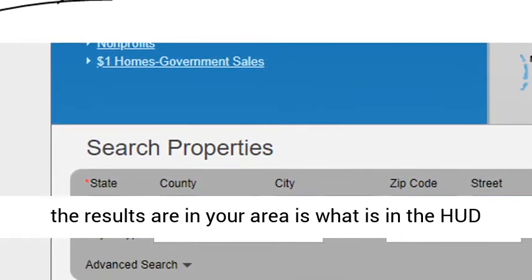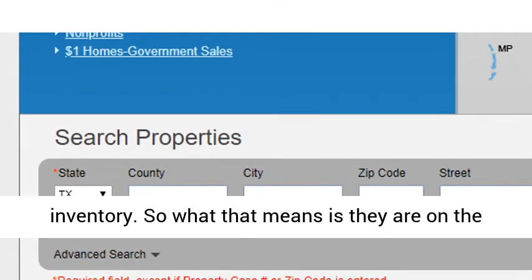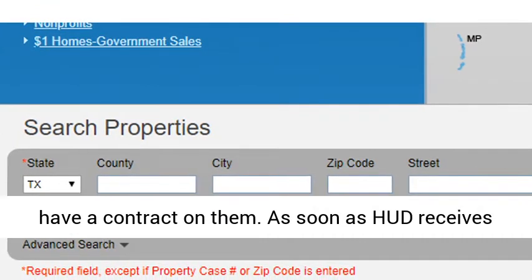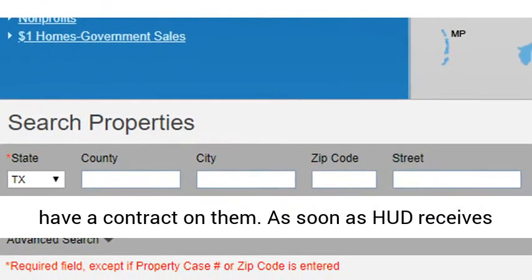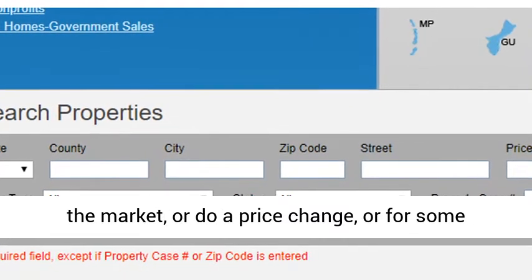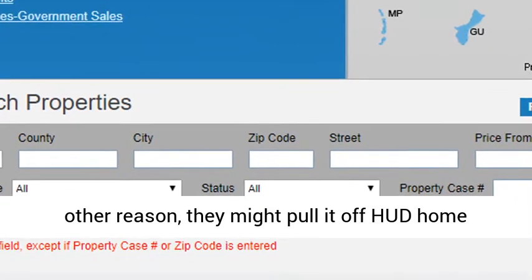Whatever the results are in your area is what is in the HUD inventory. So what that means is they are on the market and you're able to place a bid. They do not have a contract on them. As soon as HUD receives an acceptable bid, they will take the property off the market or do a price change, or for some other reason, they might pull it off Hudhomestore.